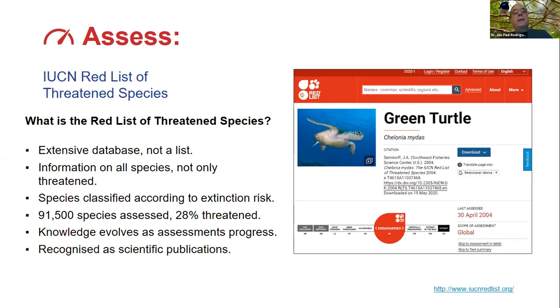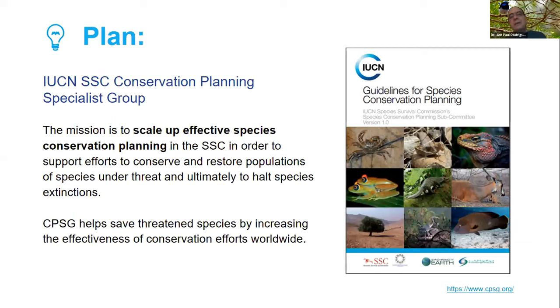The planning is the second component of the species conservation cycle. We have developed together with the Conservation Planning Specialist Group a series of tools and guidelines for species conservation planning. There on the screen you will see a document that was published a couple of years ago. There's a new version of this coming up very soon. And the idea is that CPSG provides the tools, the toolbox really, for those that are involved in assessment, planning and acting to be able to develop these action plans.